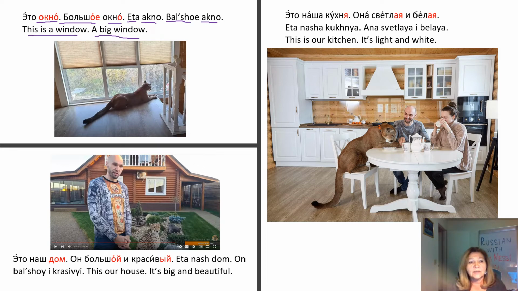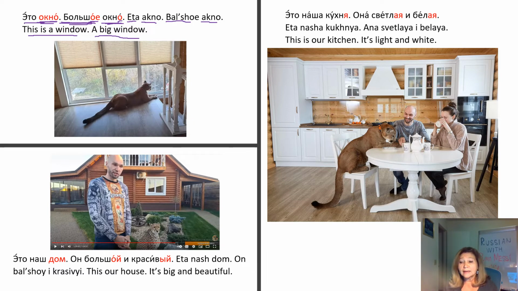Okay, here's our noun. Окно. And now we have an adjective. Большое окно. So here we have our ending o, and the ending of our adjective is ое. Это окно. Большое окно. Большое is big. Окно, a window.